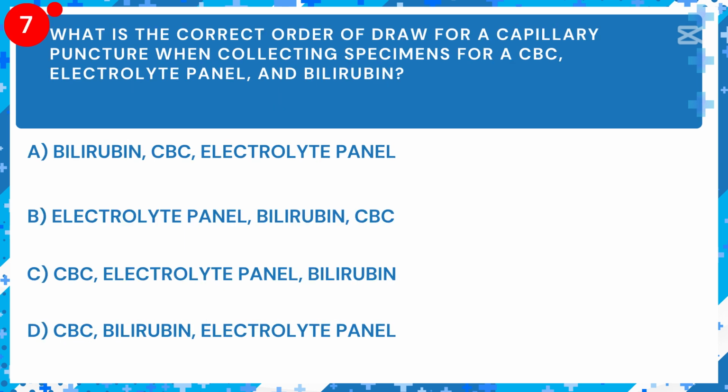Question 7. What is the correct order of draw for a capillary puncture when collecting specimens for a CBC, electrolyte panel, and bilirubin? A. Bilirubin, CBC, electrolyte panel. B. Electrolyte panel, bilirubin, CBC. C. CBC, electrolyte panel, bilirubin. D. CBC, bilirubin, electrolyte panel.